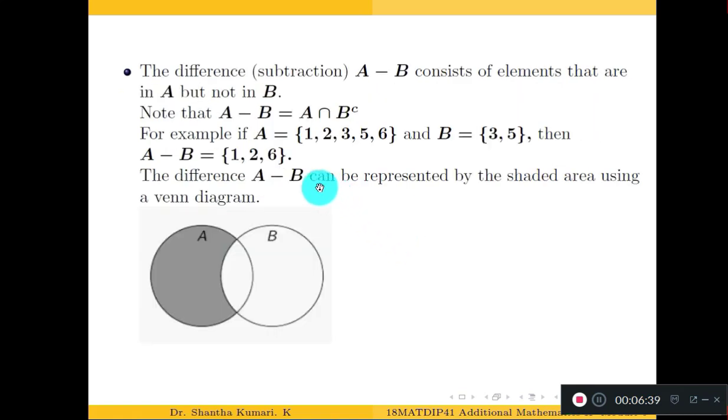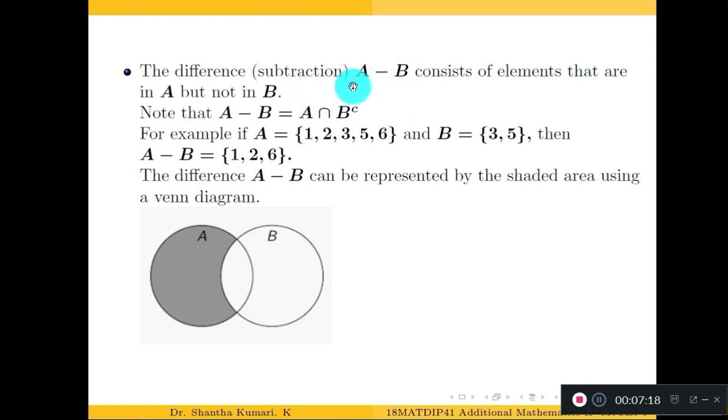Next, what is meant by difference? Actually, it looks like a subtraction, but we don't call it subtraction. We call it the difference A minus B or relative complement. One more name. A minus B consists of all elements that are in A but not in B. That are in A but not in B. Actually, it is called the relative complement. We write complement of A relative to the set B. Just like your universal set, elements of A which are not in B.